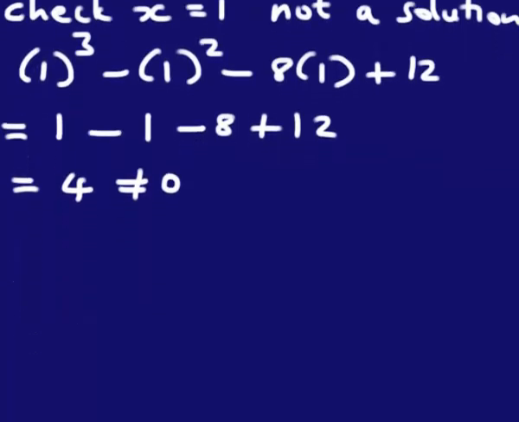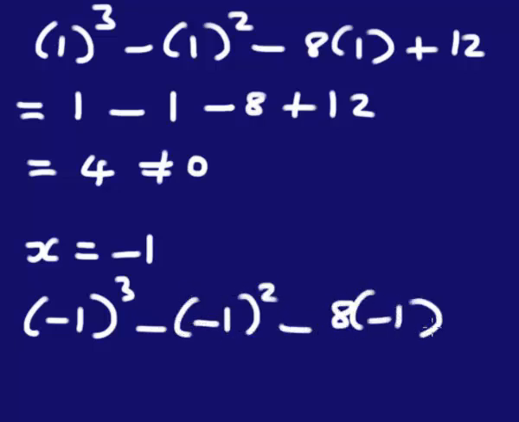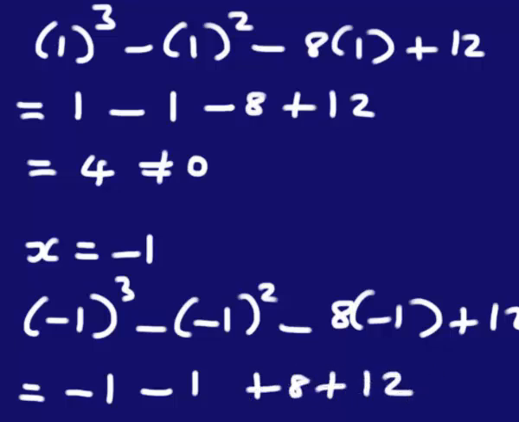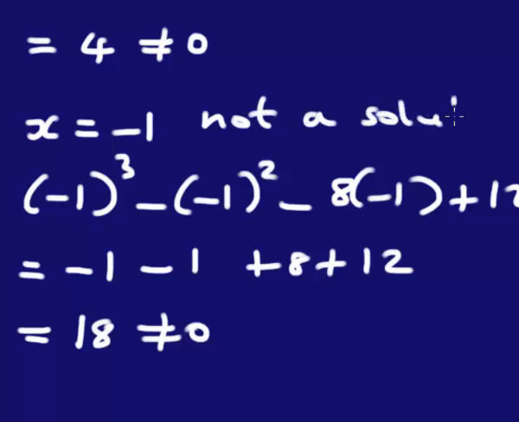So let's try negative 1. Let's check x equals negative 1 and see if this is a solution. Well, let's plug it in: negative 1 cubed minus negative 1 squared minus 8 times negative 1 plus 12. What's that? Negative 1 cubed is negative 1. Careful now, that's minus 1 squared is 1, and then multiplied by the negative is negative 1. This is easy here, that's 8 plus 12. Does this come to 0? Does this give us the right side? I don't think so, because that's 20 minus 1, which is 18, which is most definitely not 0. So again, that's not a solution.